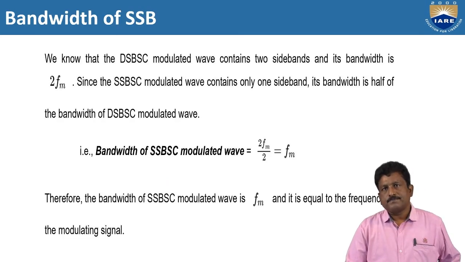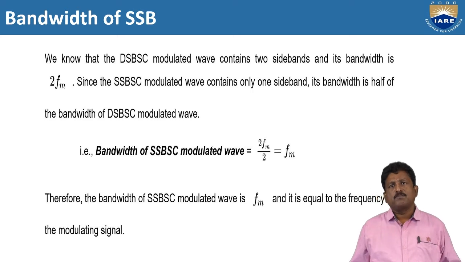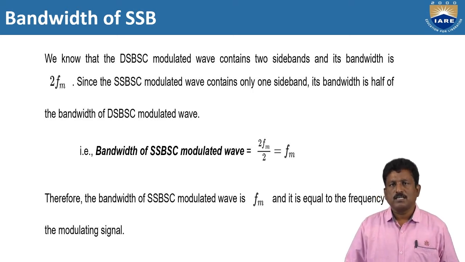Then coming to the bandwidth requirement of the SSB. In the last class on AM modulation techniques and the DSBSC wave, we transmitted two sidebands. Bandwidth is nothing but the difference between two frequency components: the high frequency component minus the lower frequency component. The difference between the highest and lowest frequency components gives us the bandwidth requirement of any modulation.